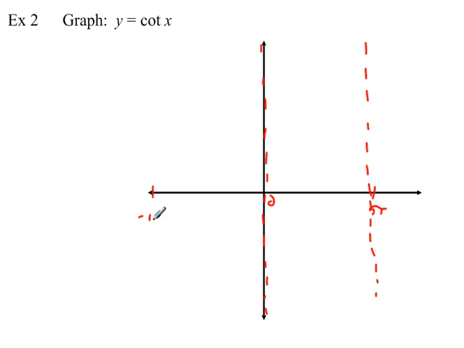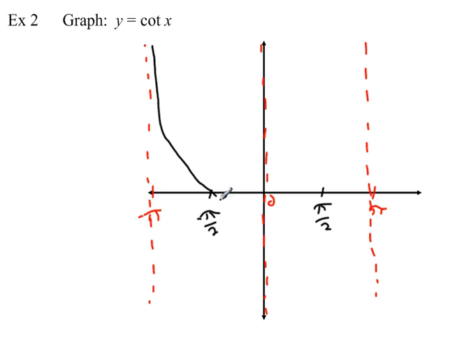And likewise, we'll have one at negative pi. And guess what? This curve is very similar to the curve of tangent, except it's actually going to go in the other direction, where tangent started down here and went upward. Cotangent is going to start up here and go downward. But we're going to see that same kind of curve repeat over and over again.